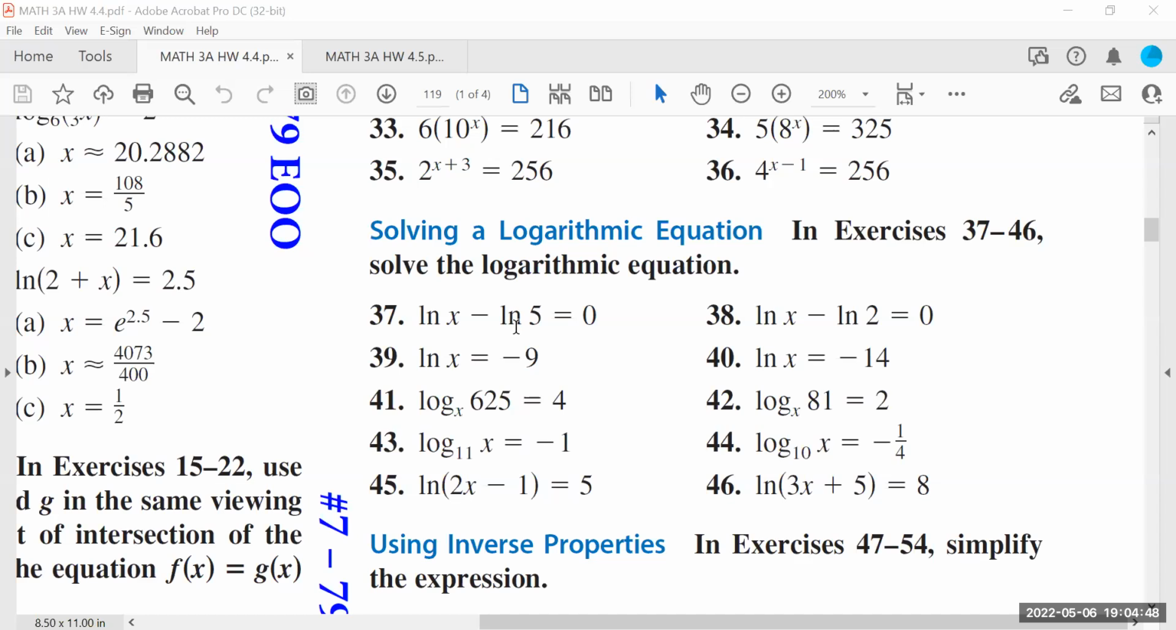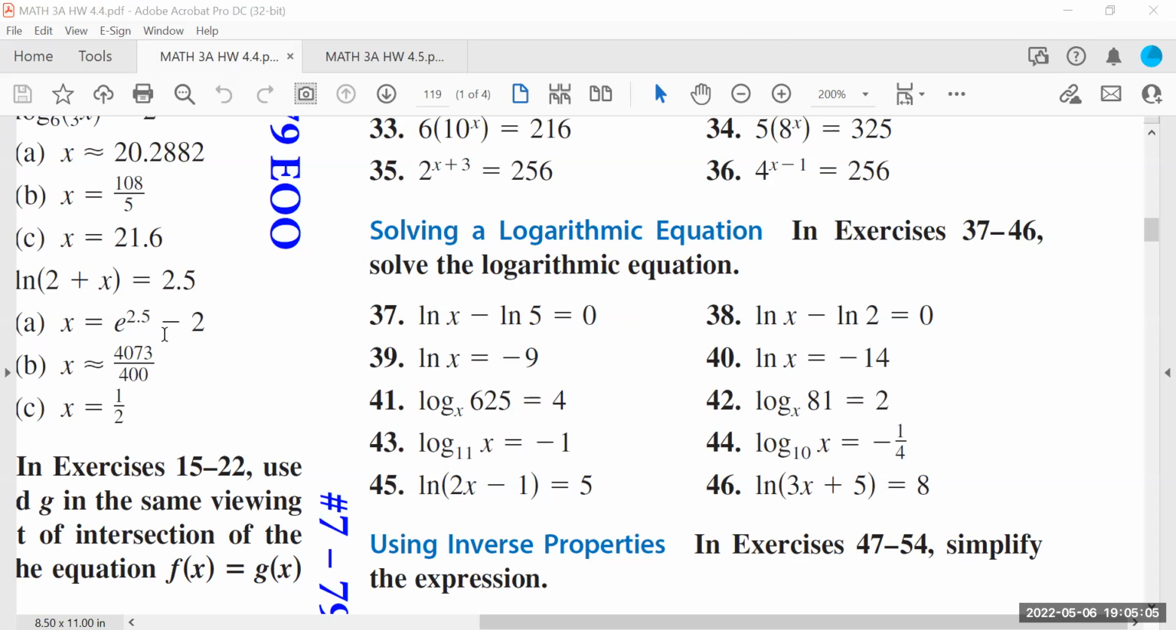Okay, so in our next set of problems, numbers 37 and 45 that I'm going to do, we're supposed to solve the logarithmic equation. So what does x equal? Solving for that x right there. So here and then in 45.